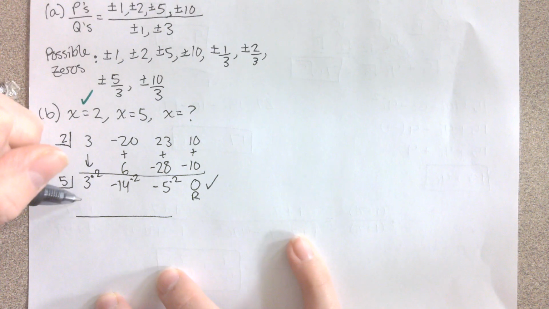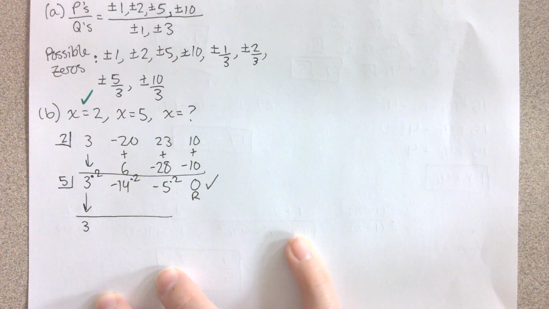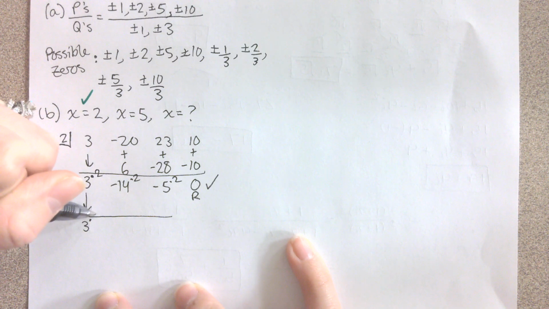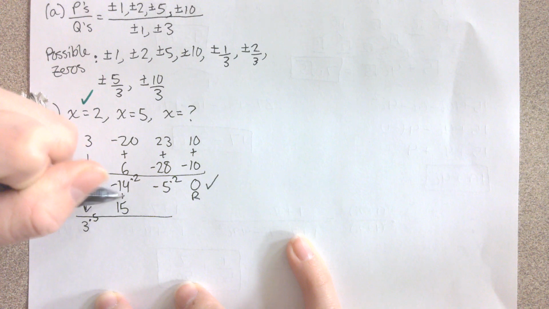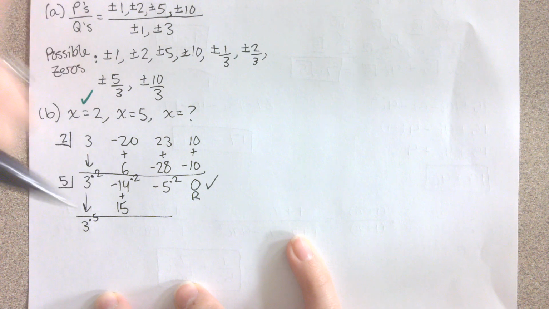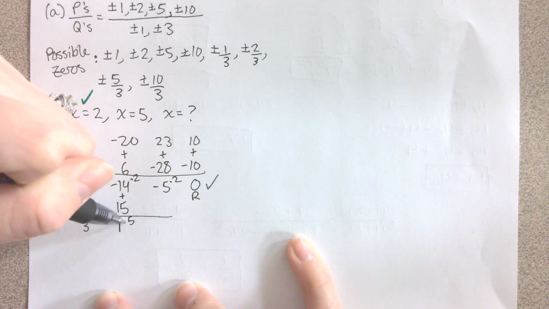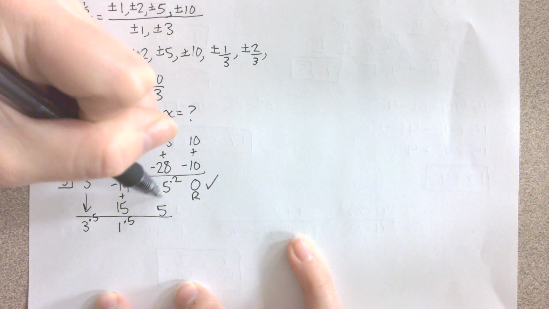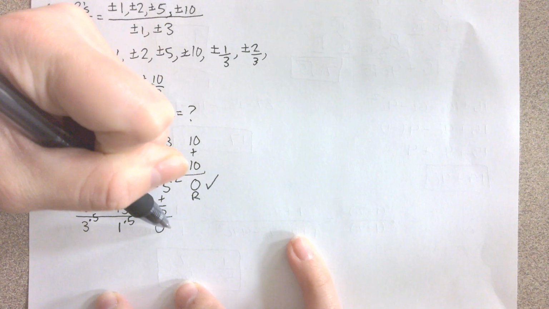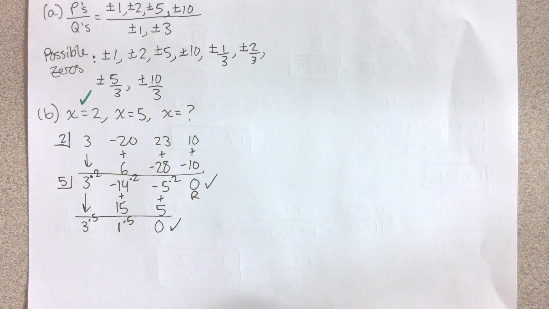And then I continue. Bring down the first number, which is 3. Ignore the times 2's up here. 3 times 5 is 15. Negative 14 plus 15 is positive 1. And then 1 times 5 is positive 5. When I add these together, I get 0 again, which I'm supposed to.